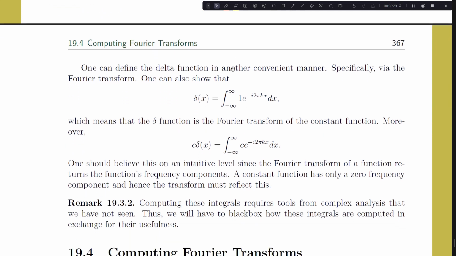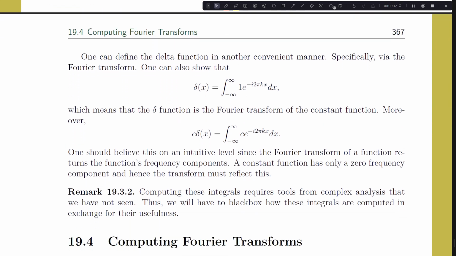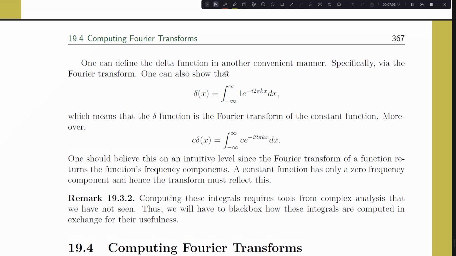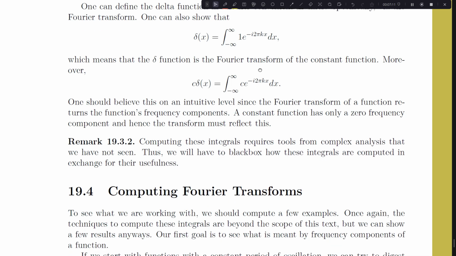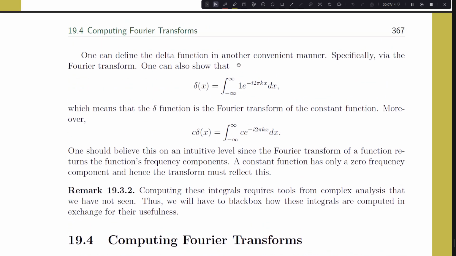That's not very important. So something that's useful, though, is that you can define it using the integral version of the Fourier transform. The delta function here is the Fourier transform in the integral sense of the constant function 1. So that's something that's really useful to think about. The Fourier transform of the constant function 1 is the delta function. However, we're gonna use this in the next section to compute Fourier transforms. So that's kind of why the delta function is important.